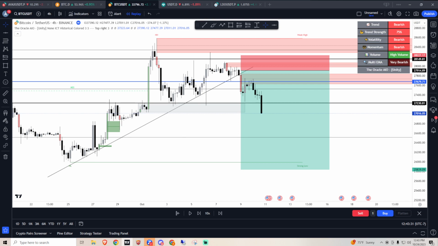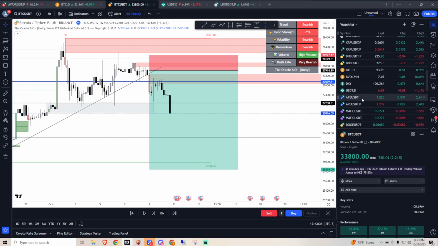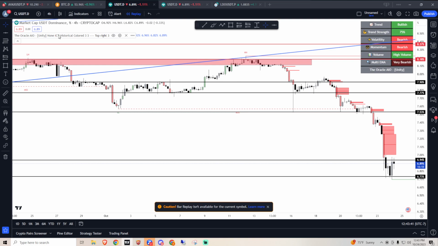All right. UN is USD dominance. Let's take a look at USD dominance. This is the only chart that I'm looking at because this is not part of the lesson.